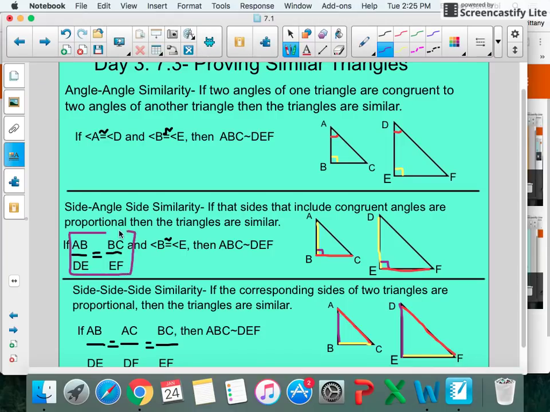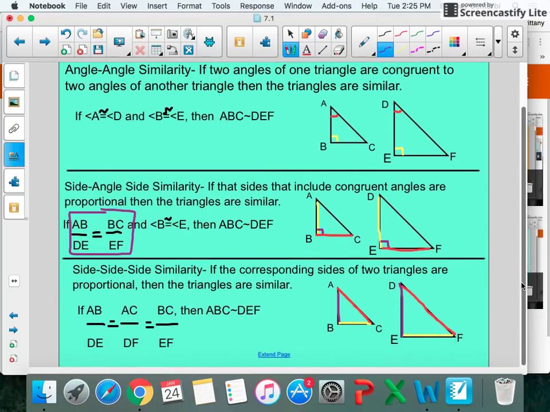So if we look here, our two sides have to be proportional. That means if we have our fractions, they have to be equal. And then the angle in between them has to be congruent. And that would be side, angle, side similarity. So that's the only difference between congruence and similarity: with congruence, we would have sides be congruent, but now when we're talking about sides, we're talking about them being proportional.